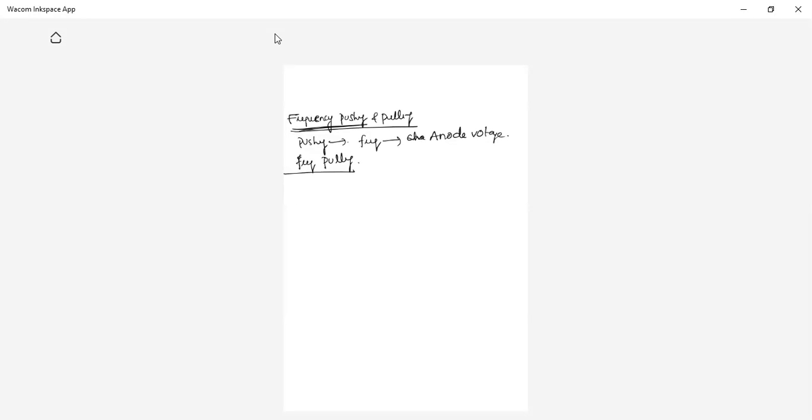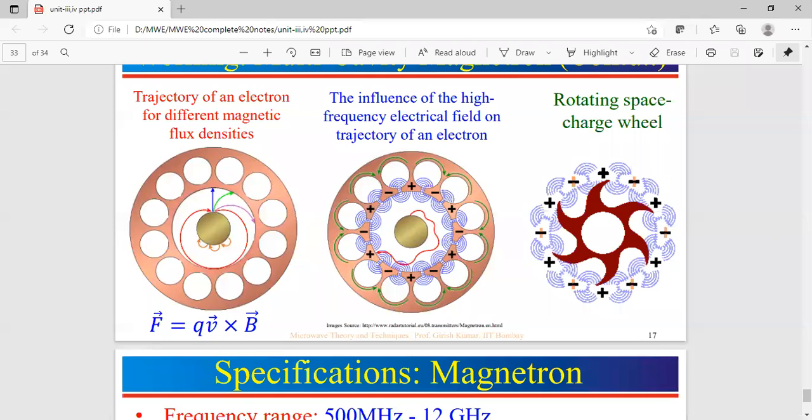So Hull cutoff voltage and Hull cutoff magnetic field, how the operation of the magnetron takes place, what is the working principle, how to construct the magnetron. It is used as an oscillator. Magnetron is used as a high power oscillator. So these are the things, and applications are also very, very important.